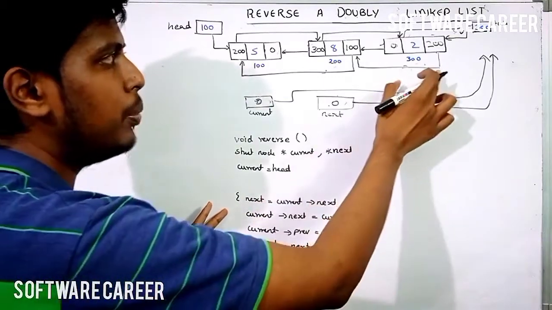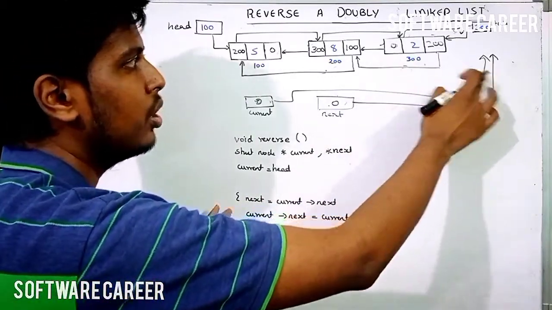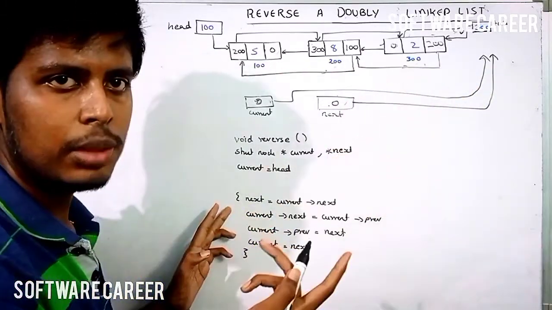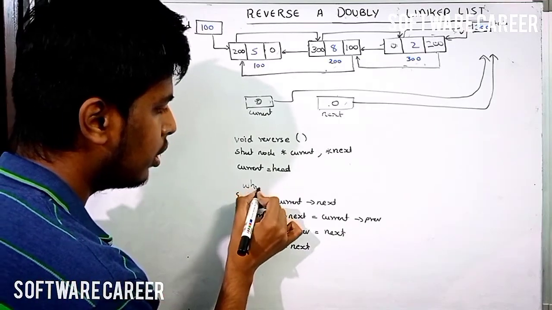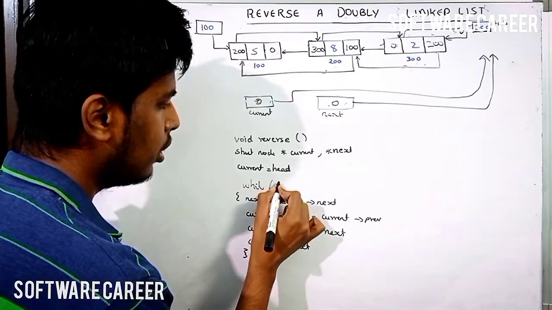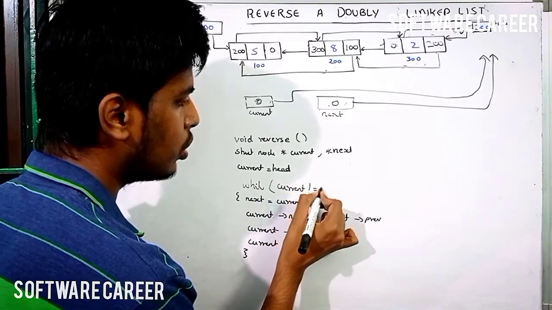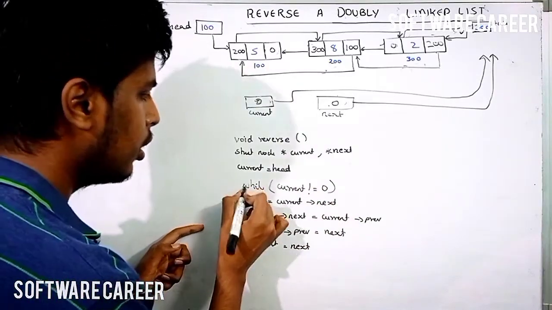Now you have swapped here, right? You have reversed the linked list. Now you can't reverse anymore. You can't come back and reverse anymore. So you should stop here. What is the terminating condition? So I am writing here, see, while current not equals to 0.